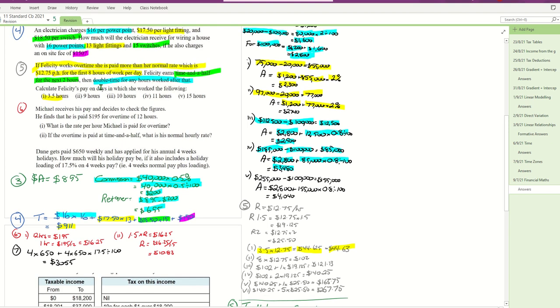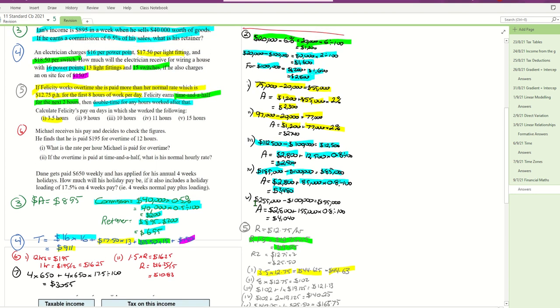Now on her next day, she has done 9 hours. That means she's done her first 8 hours of work at normal time, and then 1 hour at time and a half. I've worked out what my time and a half rate is. It is simply the hourly rate times 1.5, 12.75 times 1.5, which is 19.125. I've left it at more than a cent.